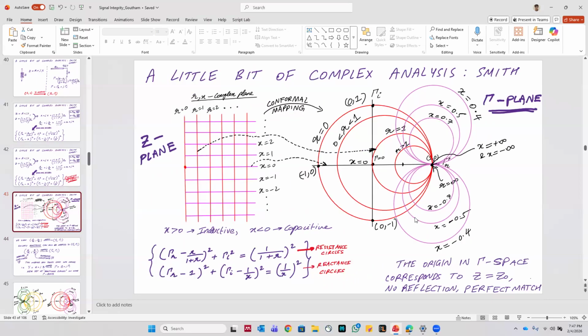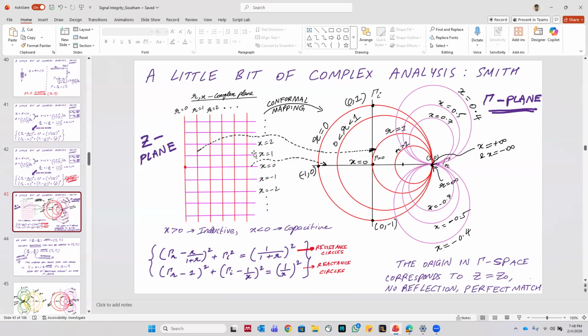Does this make sense? All I'm doing is taking lines in one coordinate system and transforming them into circles in the other. This kind of transformation happens because of the expression (ZL minus Z naught) divided by (ZL plus Z naught). The effect of that is it takes an impedance in the rectangular space, something like this, and transforms it into circles, something like this.